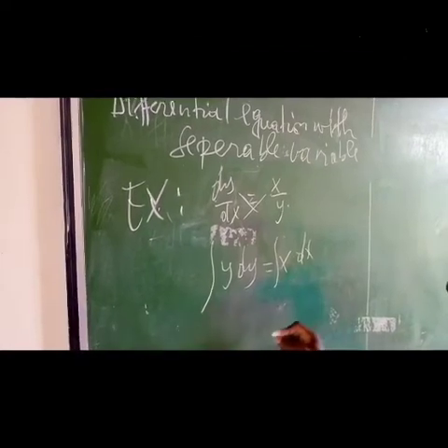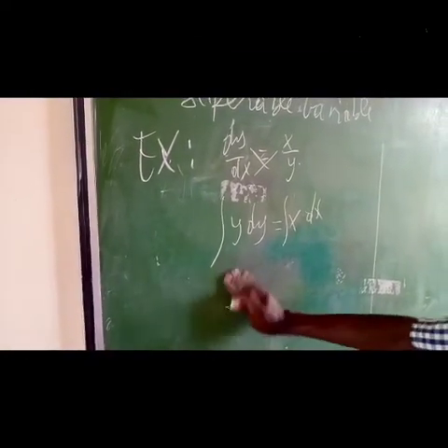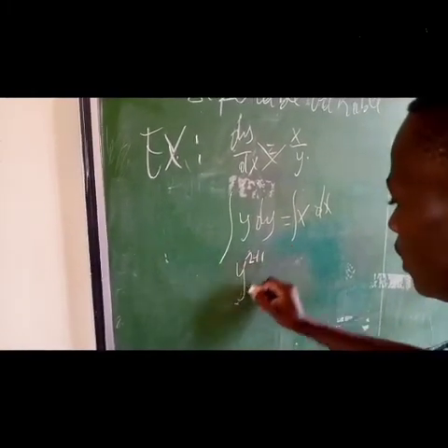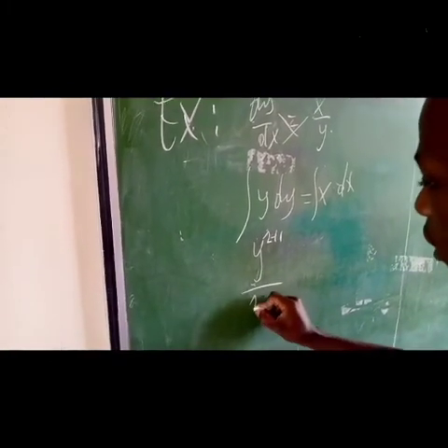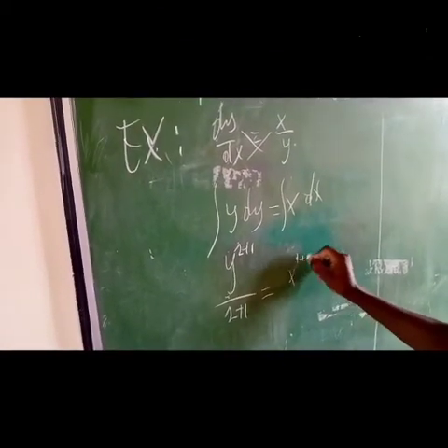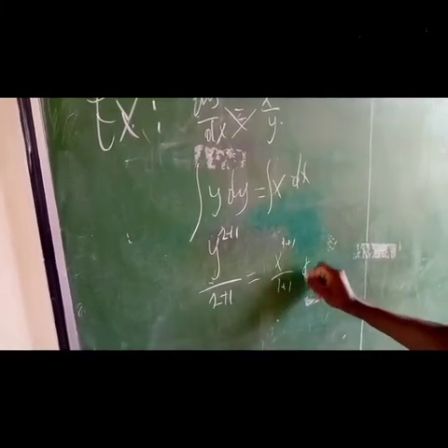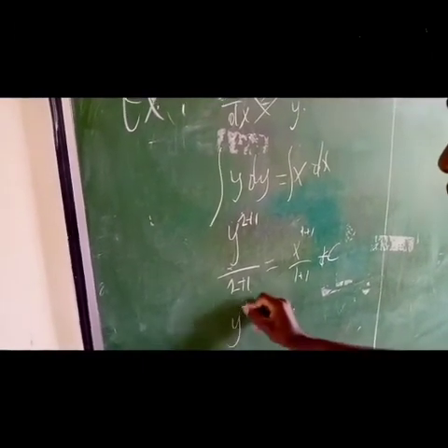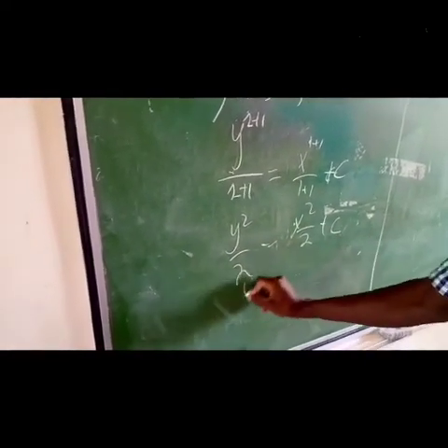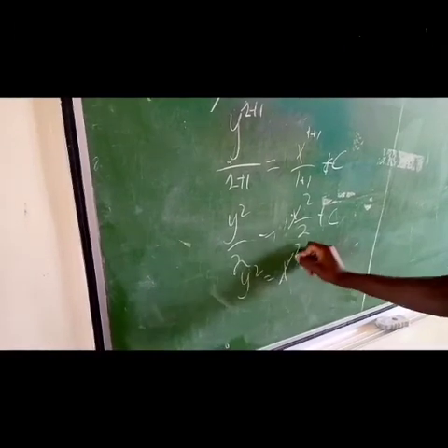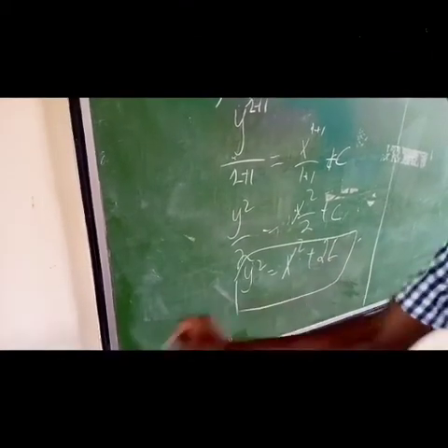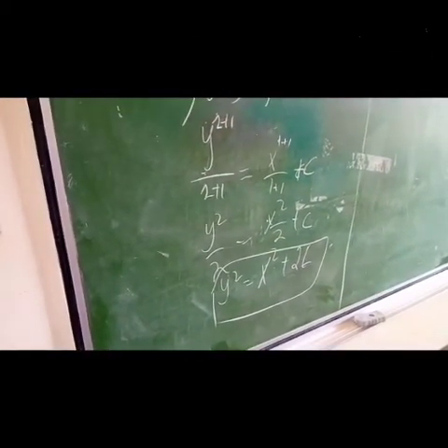So here we will find y square over 2, where we know the integration formula: the integral of x to the power n is x to the power n plus 1 over n plus 1, plus c. And then here y square over 2 is equal to x square over 2 plus c. Here y square is equal to x square plus 2c. And then here it is, this equation for the separable variable.